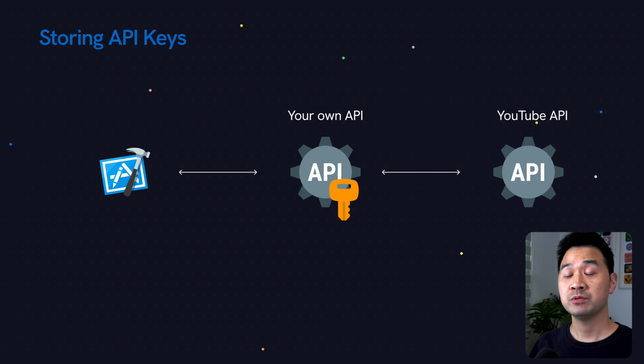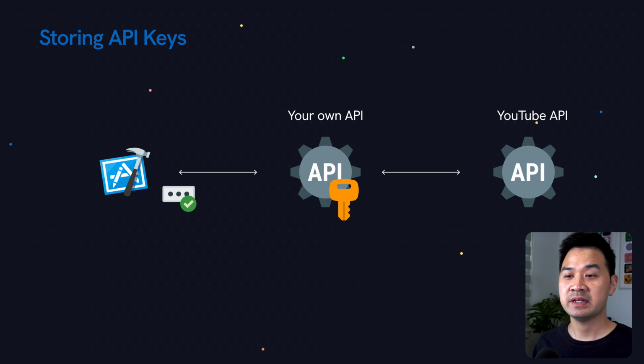Ultimately, the most secure way to do this would be to not even make the API calls from your app. You would set up your own API, and your app would make requests to your API, and it's your API that has the API key that then makes access to the third-party API. So in this example, that would be the YouTube API. And then it would get the data back from the YouTube API and then return that data back to the app, right? So it's almost like a middleman, which has access to the key. So then that way, the client, which is your app, will never see the key.